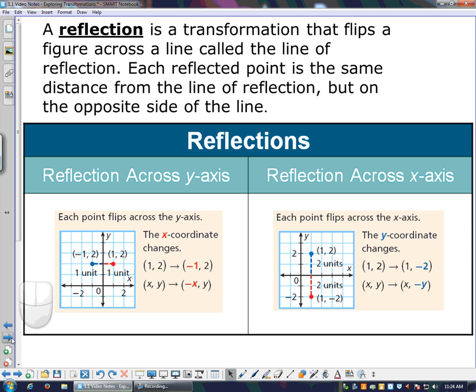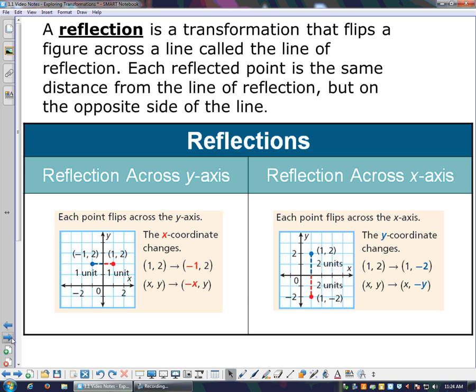A reflection is a transformation that flips a figure across a line called the line of reflection. Each reflected point is the same distance from the line of reflection, but on the opposite side of the line. Again, this is something you would have talked about in geometry when we did reflections.